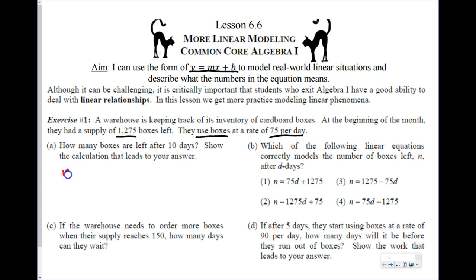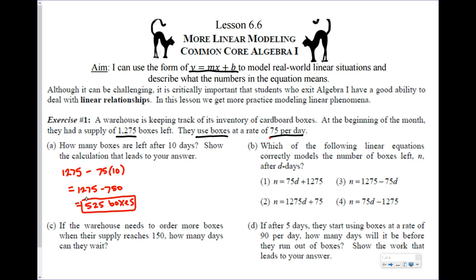So I start with 1,275 boxes, and then after 10 days, how many have I lost? Well, if I'm losing 75 per day, then that's 75 times 10, because it's 10 days. So I start with 1,275, and then I subtract how many I use. So now all I have to do is solve this. So 1,275 minus 75 times 10 is 750. So after 10 days, they've got 525 boxes left.